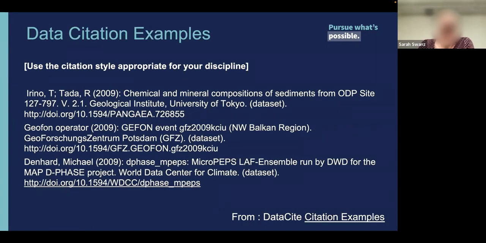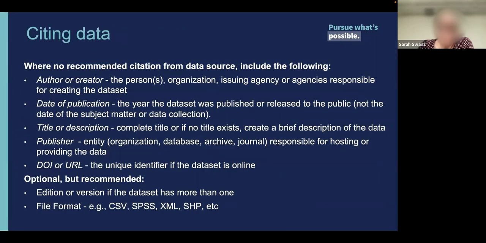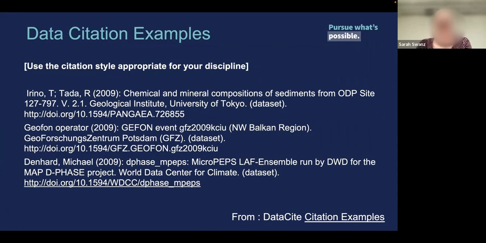Here are some data citation examples from DataCite. Really, the important thing is to use the citation style appropriate to your discipline. So your discipline might have different rules about author full name or where the date goes. But generally speaking, as long as you keep these five things in mind, you're good to go. And just like any other citation and plagiarism rule, you're going to cite data just like you cite anything else.